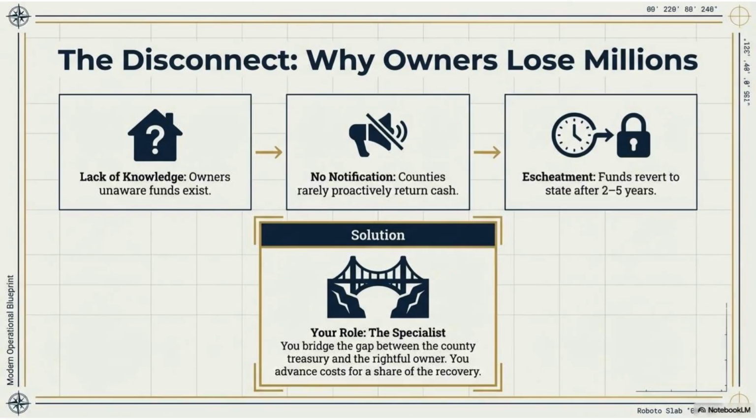So why doesn't everyone know about this? There are 3 major disconnects creating this opportunity. First, there's a fundamental lack of knowledge. Most property owners have no idea these surplus funds even exist after a tax sale. Second, counties rarely proactively notify or return this cash to owners. The burden falls entirely on the property owner to discover and claim their money. Third, and this is the urgency factor, these funds don't wait forever. Through a process called escheatment, unclaimed money reverts to the state after just 2 to 5 years.